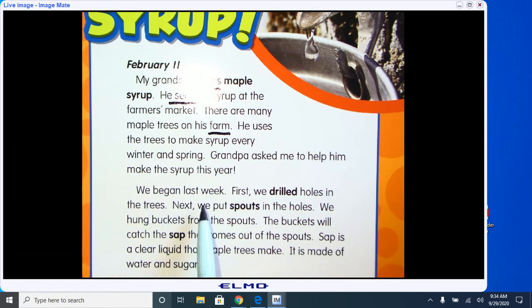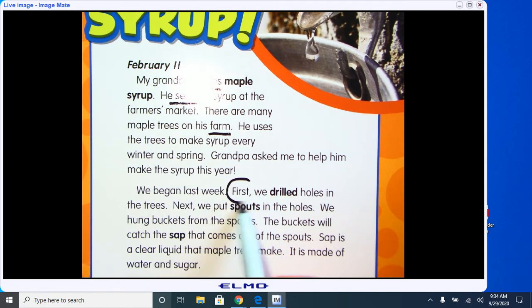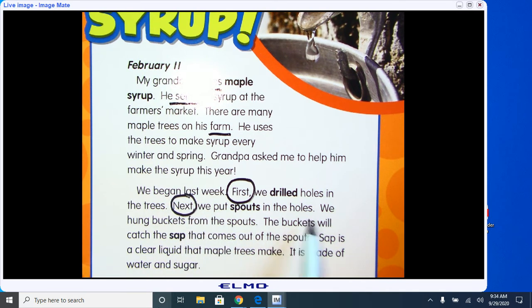We began last week. First, okay, this is an indicator word that this is the first thing that they do. We drilled holes in the trees. Next, we put spouts in the holes. We hung buckets from the spouts, and the buckets will catch the sap that comes out of the spouts. Sap is a clear liquid that maple trees make. It is made of water and sugar.